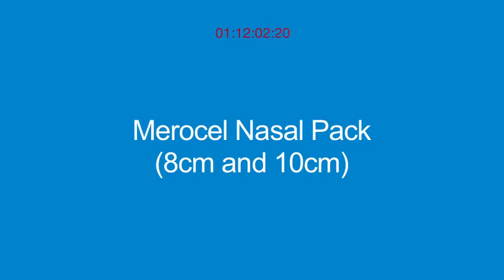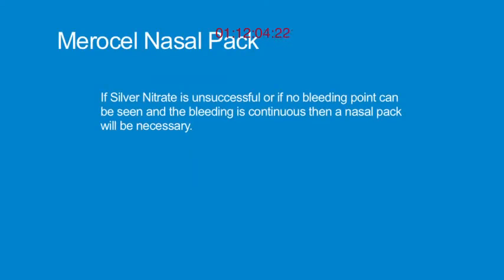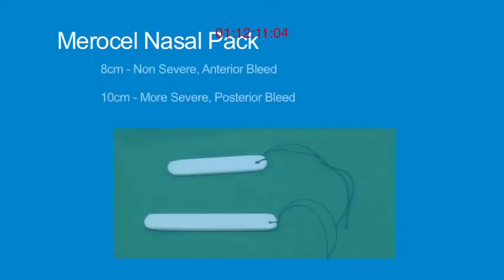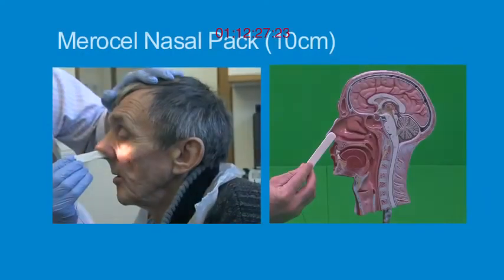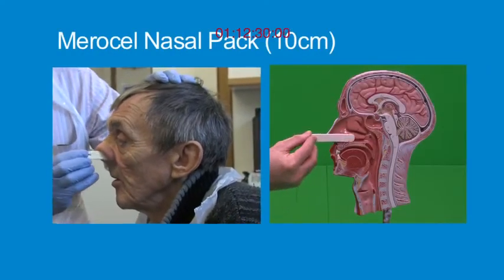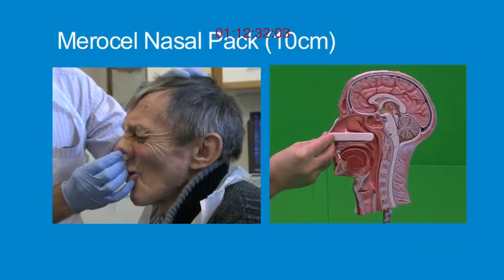Merocel. If silver nitrate is unsuccessful, or if no bleeding point is seen and the bleeding is continuing, then a nasal pack will be necessary. The Merocel pack comes in two sizes, an 8 cm and a 10 cm. For a mainly anterior bleed, which is not too severe, use the 8 cm pack. If there is also any posterior bleeding, or it's more severe, then a 10 cm pack should be used. The 10 cm pack will extend through the posterior choana and close off the back of the nose.